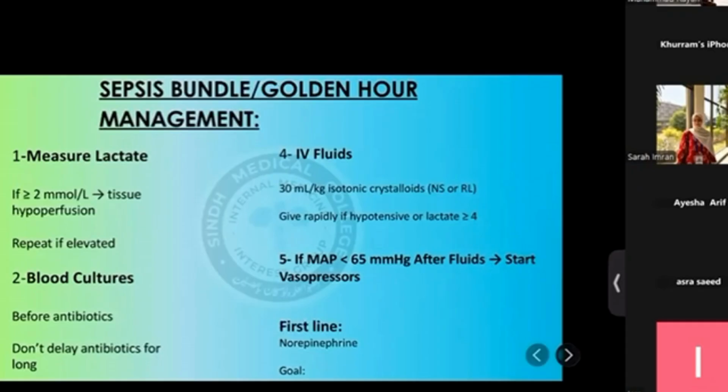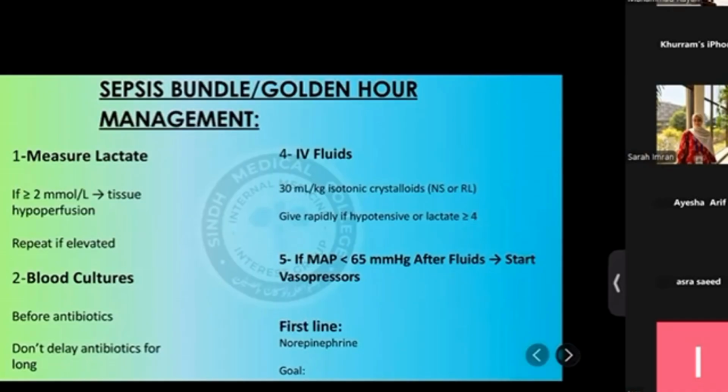If the mean arterial pressure is less than 65 mm of Hg, even after the crystalloids that we have given, we have to start vasopressors. This is very important. And the first line, as we just discussed, is norepinephrine. The goal of that vasopressor is to elevate BP to a level of 110 to 120 by 80, or 110 by 70 range. So this is very important.